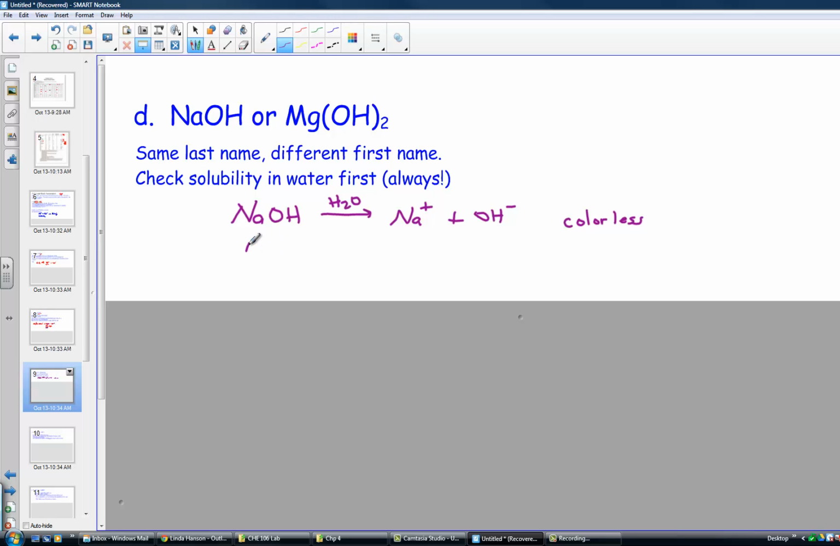But if I take magnesium hydroxide and place it into water, and I stir, stir, stir, and nothing happens, no matter what kind of agitation or convincing, it doesn't dissolve well. And I can just quickly eliminate one from the other based on the solubility test. One will dissolve well in water and the other will not.